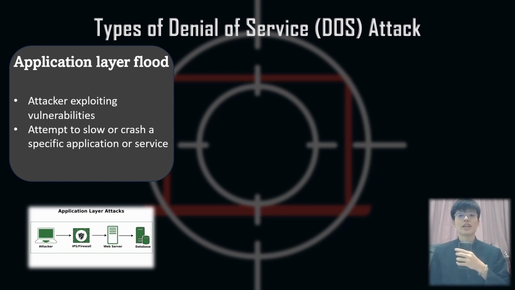Denial of service can manifest in several ways. First is application layer flood. Attackers exploit vulnerabilities in the way the application handles requests and responds to overwhelm the application's resources, causing it to slow down, crash, or become unresponsive to legitimate users.